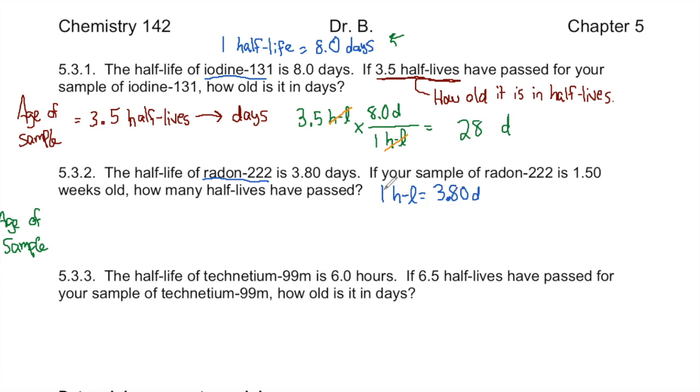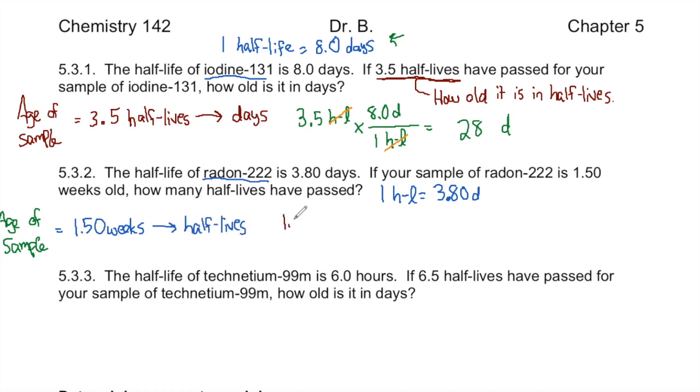So this one decays a little bit more quickly. 1 half-life is equal to 3.80 days. Now we have a sample of radon-222 that is 1.50 weeks old. So that is the age of our sample in weeks, and we want to know how many half-lives this is. So we're doing the opposite here. We have our age of sample being 1.50 weeks, and we want to convert that into half-lives.